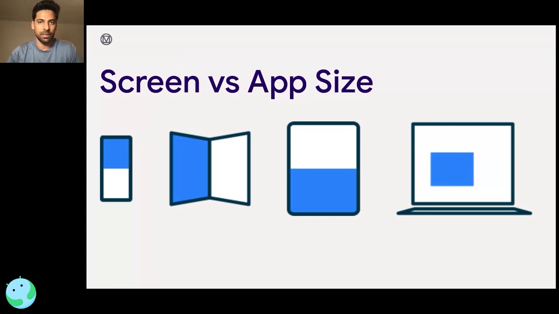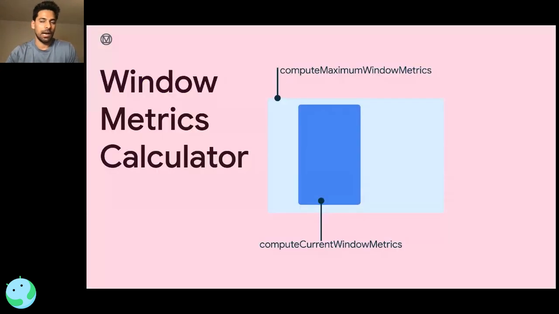So let's look into it. The preferred way to determine the screen area our app is using is Jetpack's Window Manager library, which provides us with WindowMetricsCalculator. It gives us the maximum window metrics and the current window metrics.